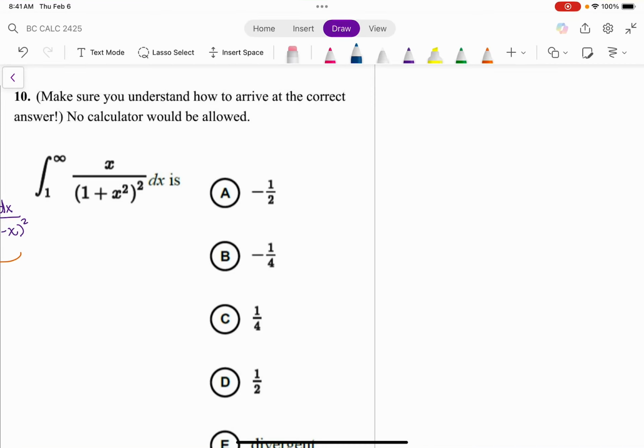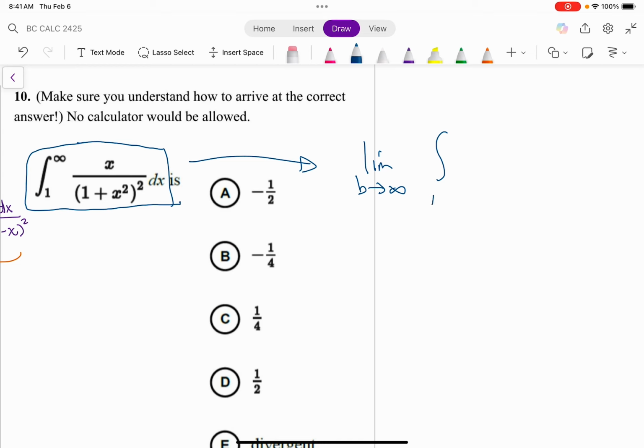All right, so this problem is an improper integral, which is obvious, right? We've got an infinity in the upper limit of integration, and we've got to evaluate it. Okay, so let's right away change this to the limit as b goes to infinity of the integral from 1 to b of x over 1 plus x squared dx.